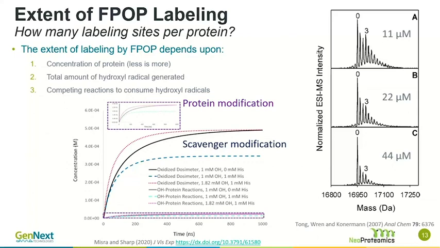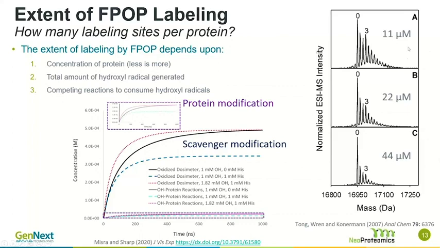But what it doesn't take into account is we don't care about the velocity of the reaction. We care about how many reactions occur on each molecule of protein. And when you calculate it that way, how many reactions occur on each molecule of protein, actually the lower your protein concentration, the more oxidation you get per protein. And so the more information you get, the more labeling sites you get.